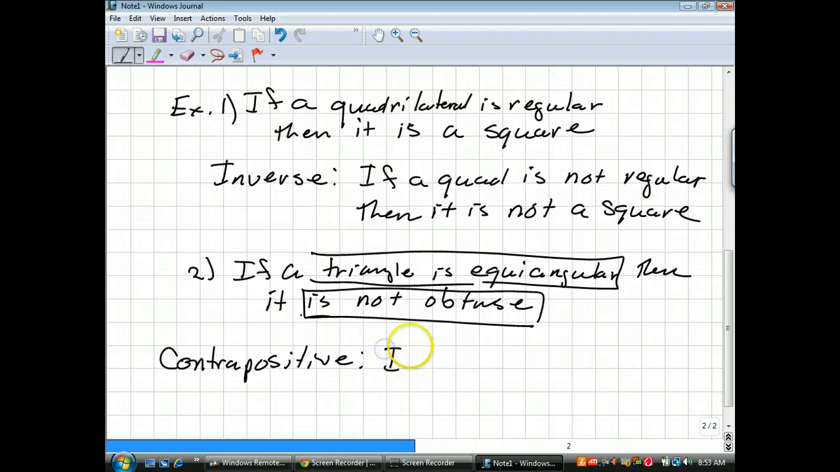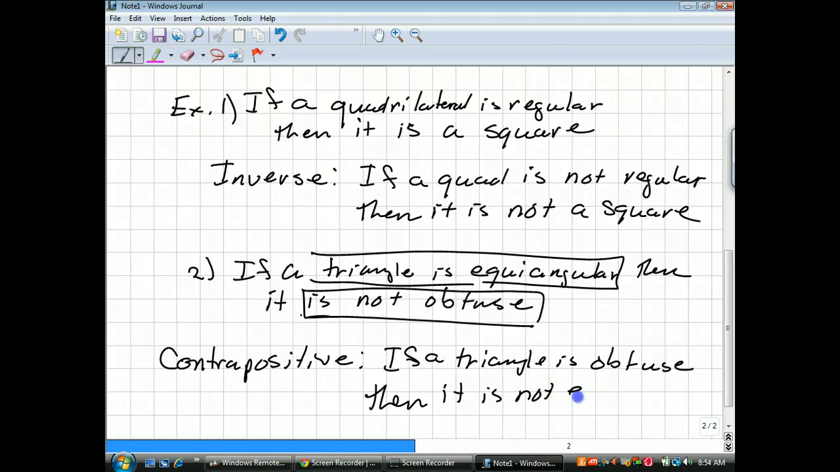So the contrapositive is if a triangle is obtuse, because the opposite of not obtuse is that it is obtuse, then it is not equiangular.